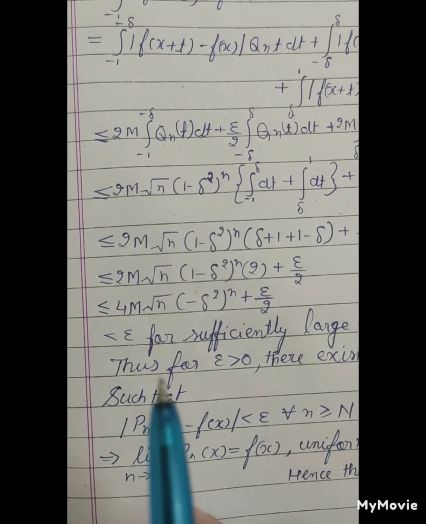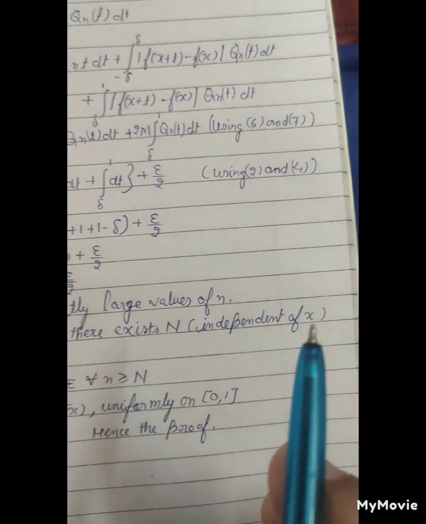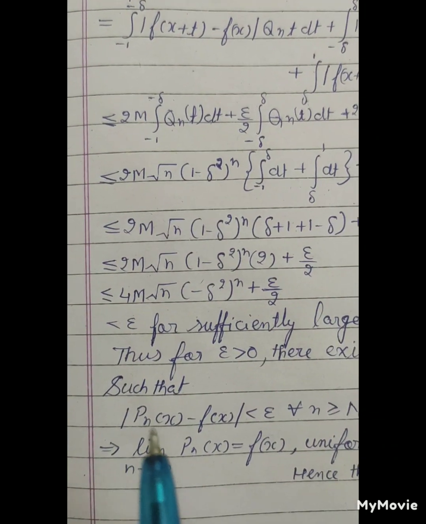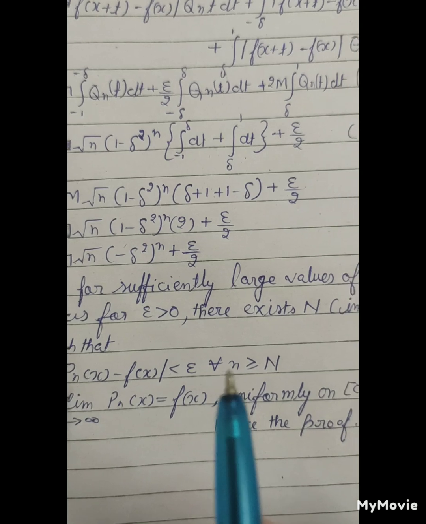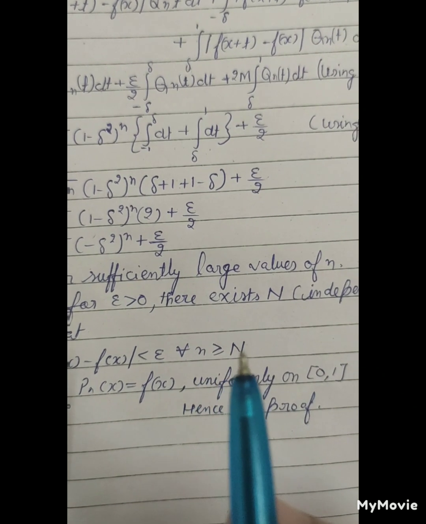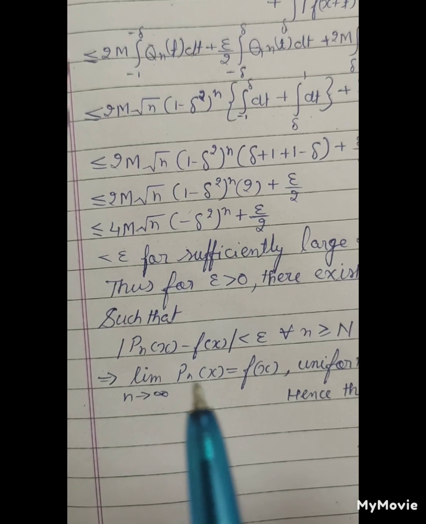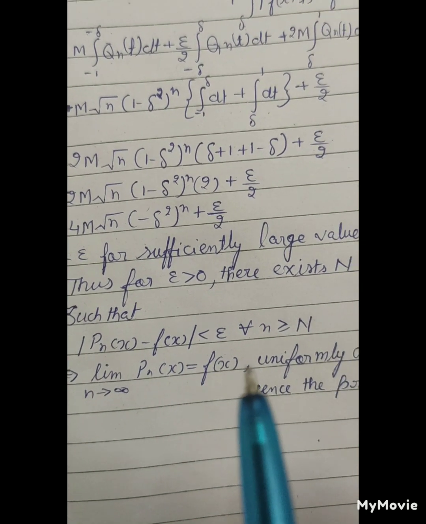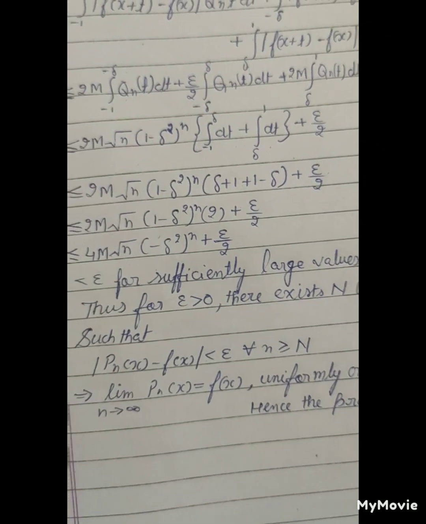Thus, for epsilon greater than 0, there exists N independent of x such that modulus p n of x minus f of x is less than epsilon for all values of small n greater than or equal to capital N, which implies limit n tends to infinity p n of x equals f of x uniformly on the closed interval 0 to 1. Hence the proof.